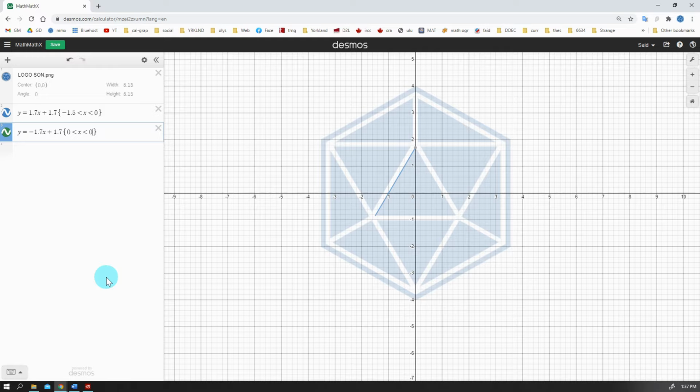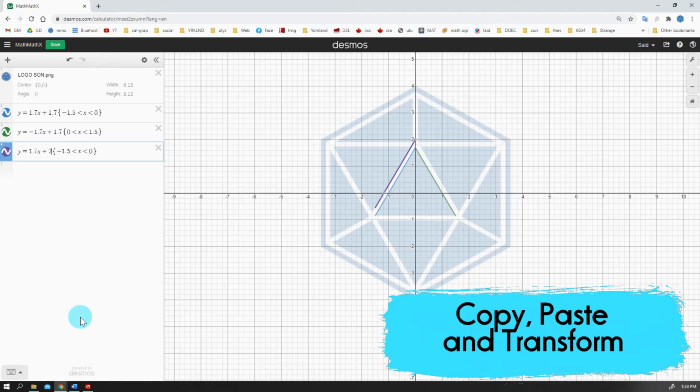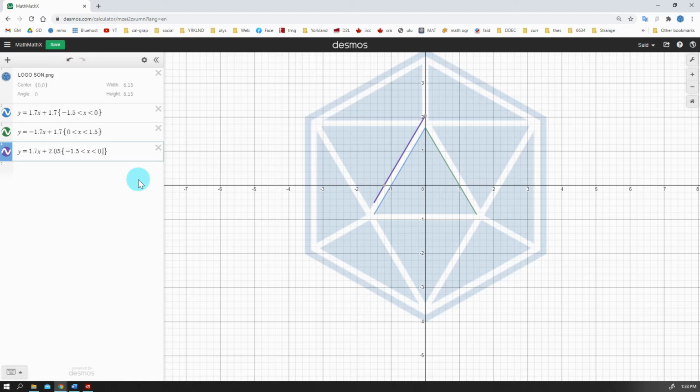And with the same slope, we have many sides in this shape. I can go and find other sides as well by just changing slope or y-intercept, by just transforming this function. So now if I do plus 2.1, 2.05, I get the other side. So look at this and set the domain.